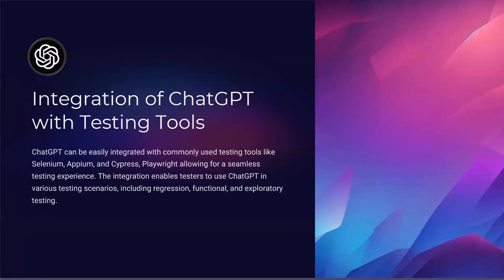Integration of ChatGPT with testing tools. I am pretty sure that you will be working with one of the automation tools such as Selenium, Appium, Cypress, Playwright, and whatnot. All of these tools can be integrated with ChatGPT through the API version. Along with this, you can even create functional test cases or domain related scenarios by using ChatGPT.